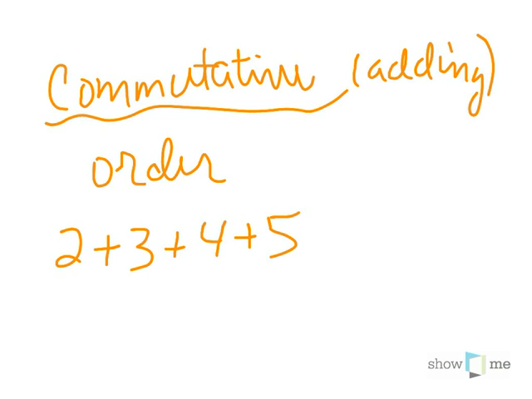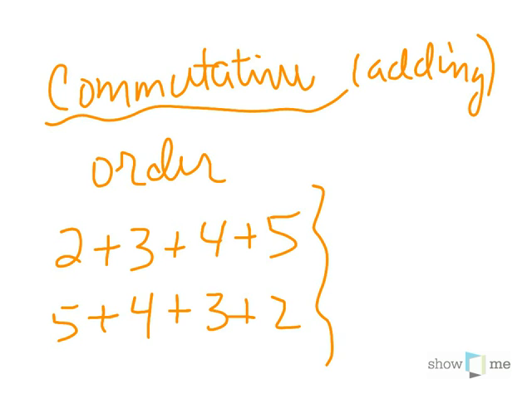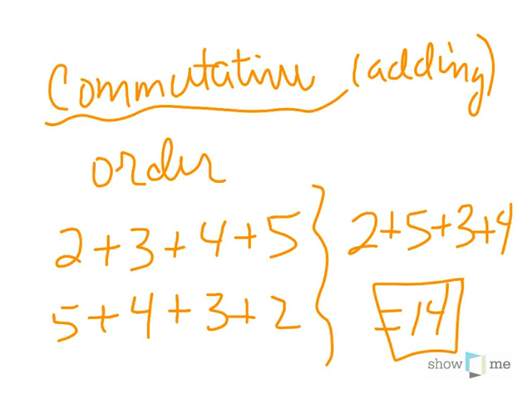And commutative property says that whether I add them in that order, or I add them backwards, or I even scramble them up, whether I add 2 first, then 5, then 3, and then 4, the answer is still going to be 14 in all of these cases. So commutative property has to do with order.